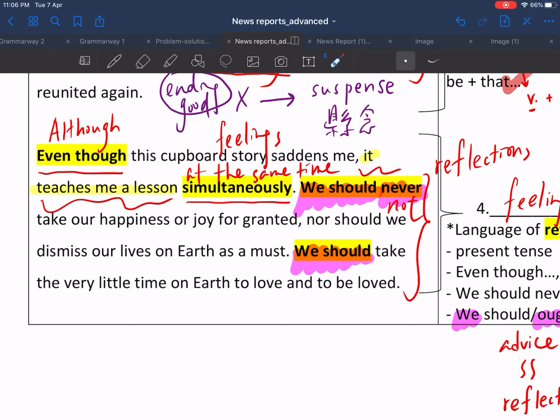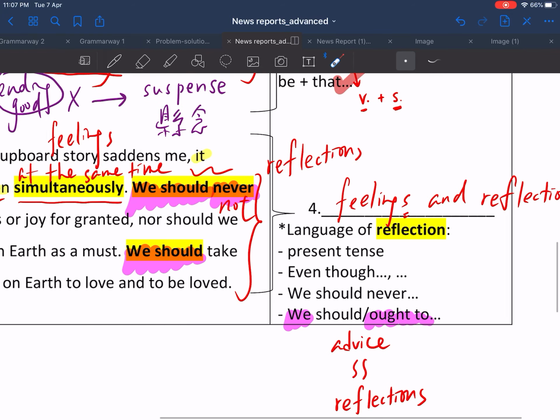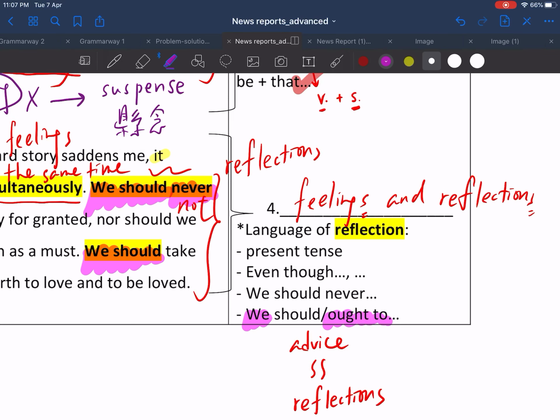So we should never take our happiness or joy for granted, which means 我哋唔可以將我哋嘅幸福同埋開心係當作理所當然。Okay? We should take the very little time on earth to love and to be loved. This is what we should do. Okay? So this part is the reflection. And remember, when you do the reflection part, make sure you use the simple present tense for this part. Only the feelings and reflections can you use simple present tense? Okay, see you.